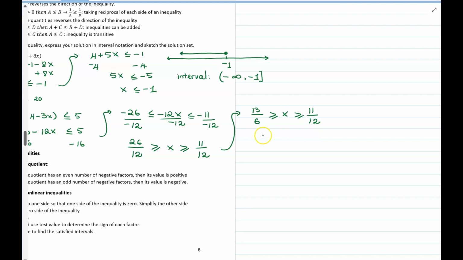Let's take a look at the solution set on a graph, on a number line. So 11 over 12 and 13 over 6. We want everything in between. And so in interval notation, that is 11 over 12 to 13 over 6, including both endpoints.